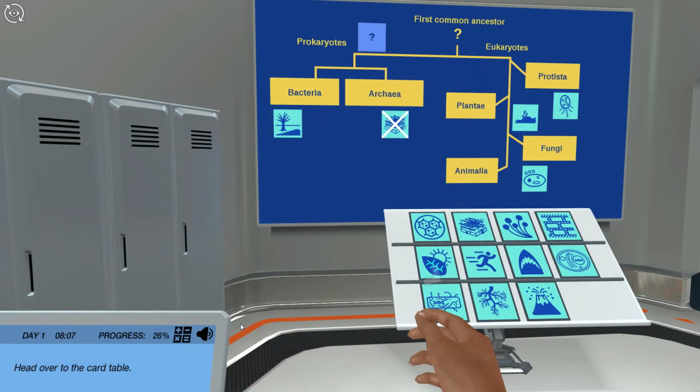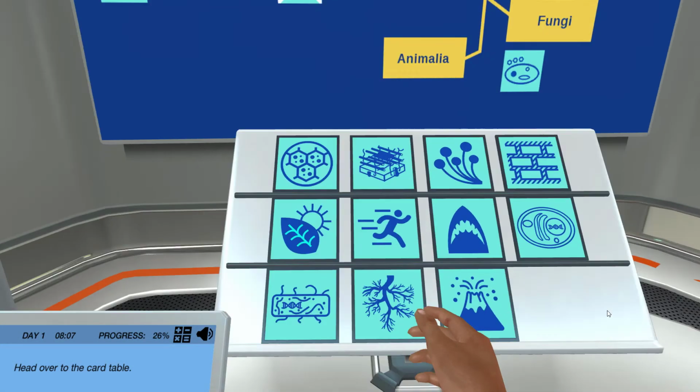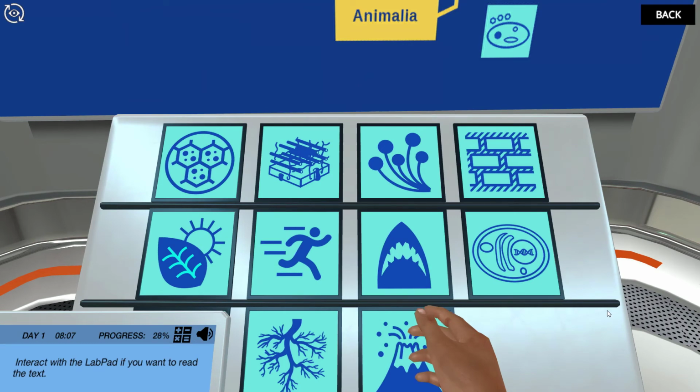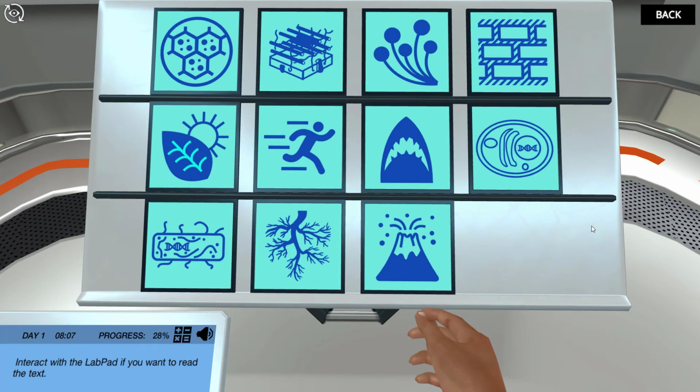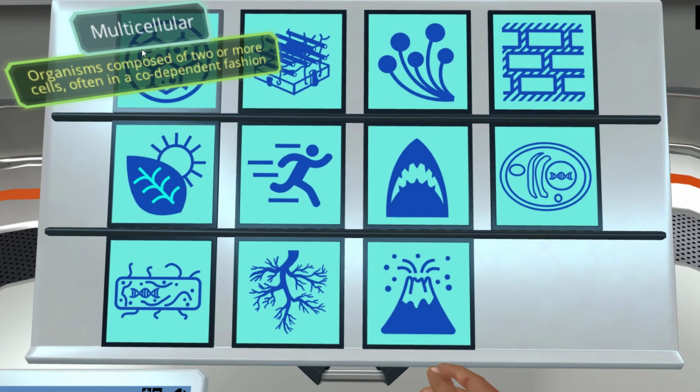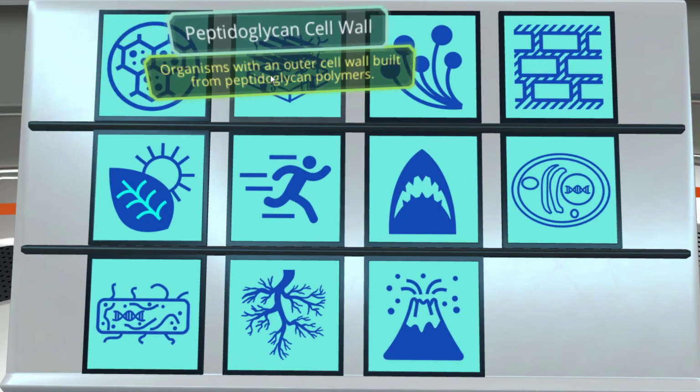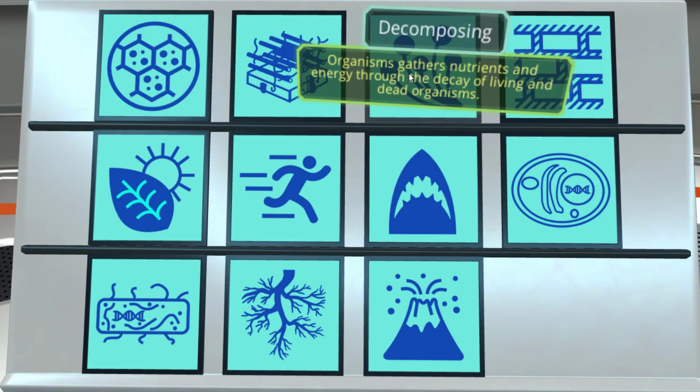I was wondering if you can build a basic taxonomic tree of life by linking definitive characteristics and example organisms to their respective kingdoms. Are you up for the challenge? Head over to the card table. The cards on the table represent different characteristics of living organisms.